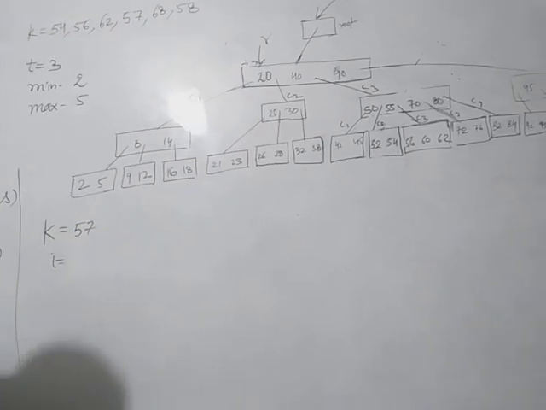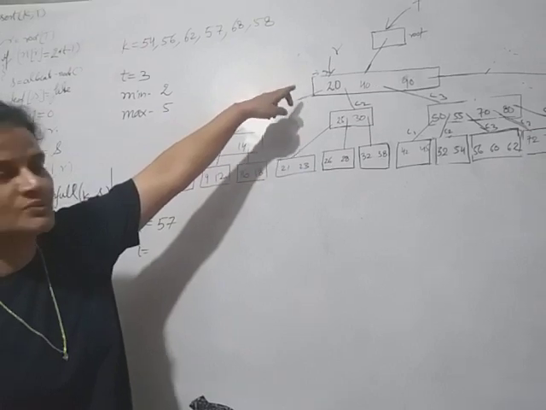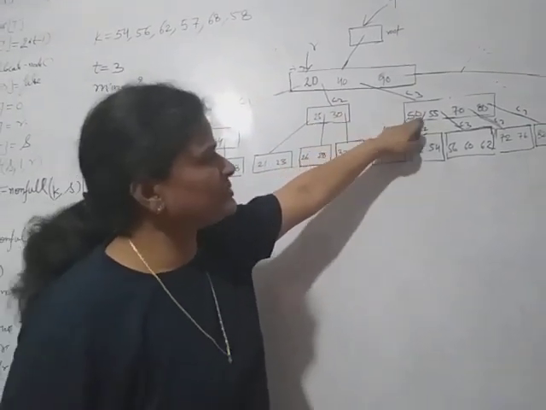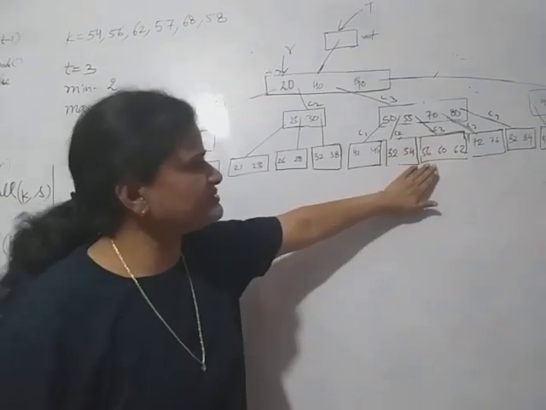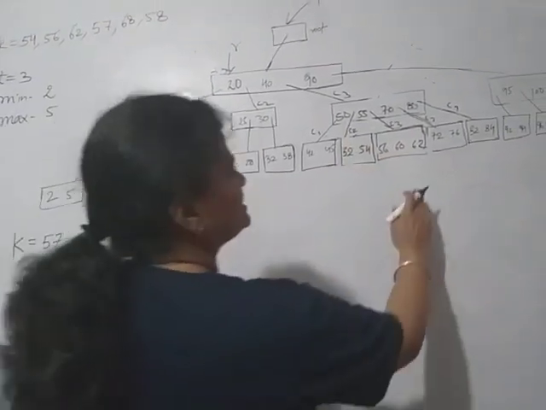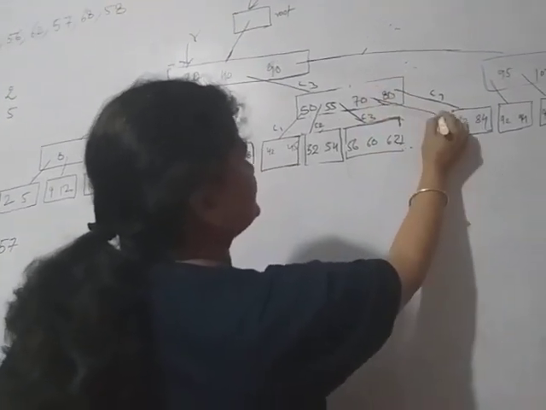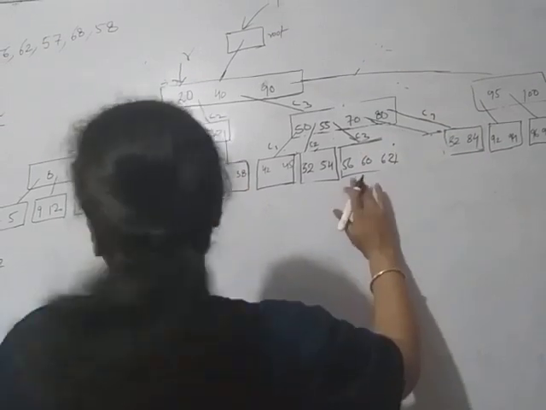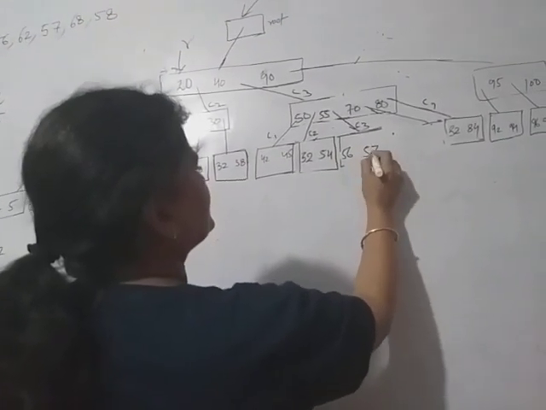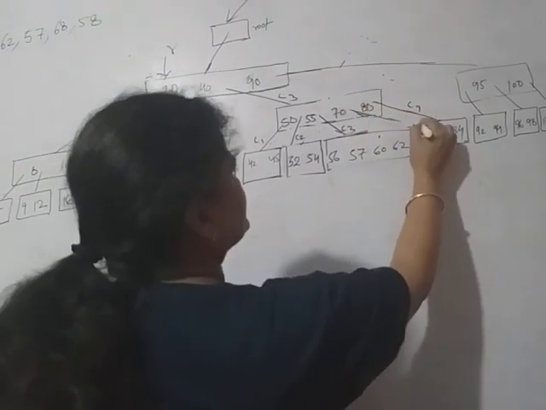Next key is 57. So again I will move from the root. This node is not full, this node is not full, so the appropriate child is here. So 57 should be inserted by shifting, because this node is not full. So here I am removing this C3, and here 57 is inserted: 57, 60, 62. Okay, you draw this one.